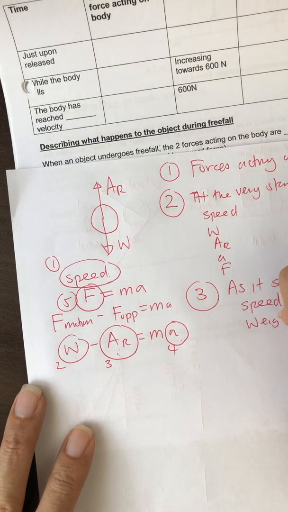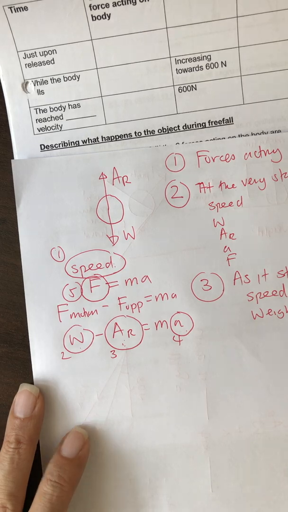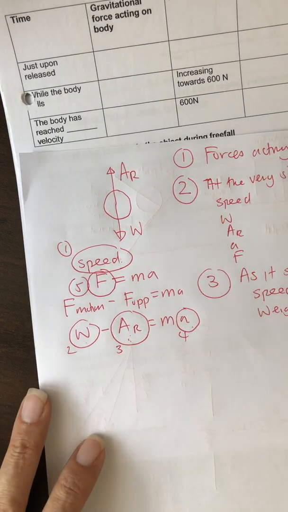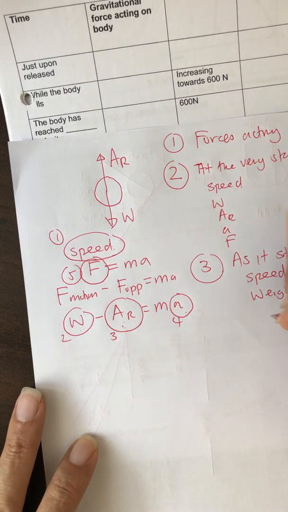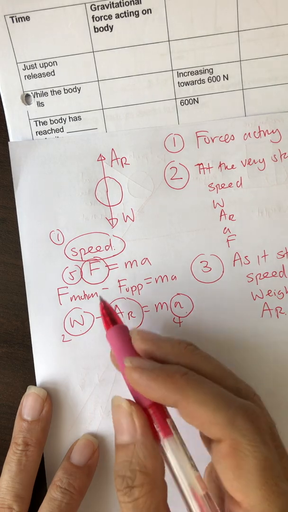The weight doesn't change, it's constant. Why? The gravitational force acting on it is constant. As you fall, just always remember this: you don't become heavier, you don't become lighter. Air resistance, what happened? Increasing. Why does air resistance increase? Because speed increases.